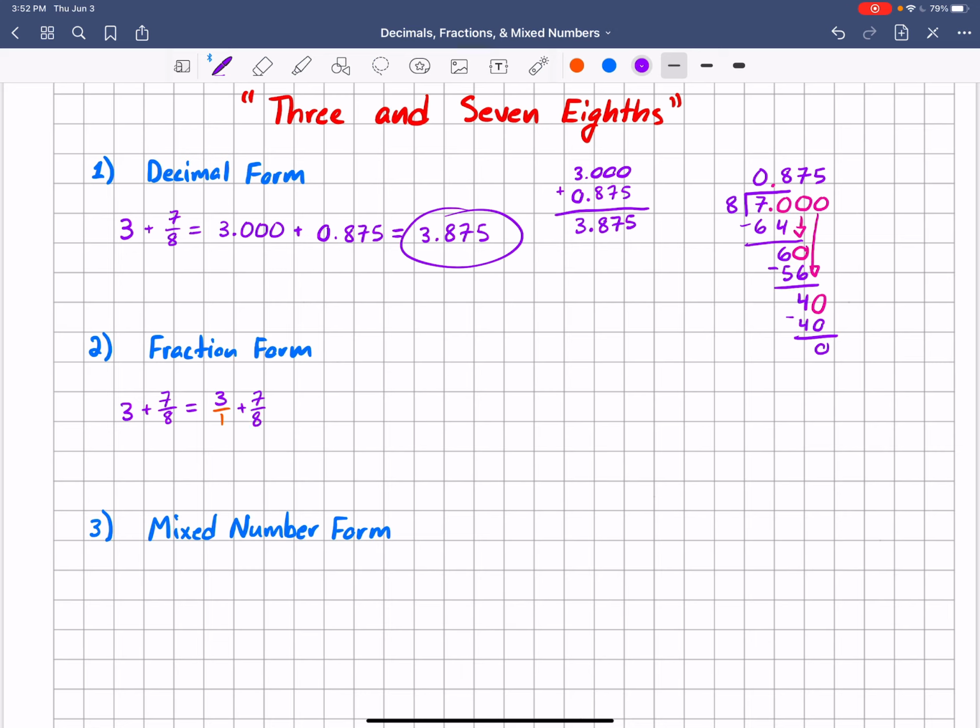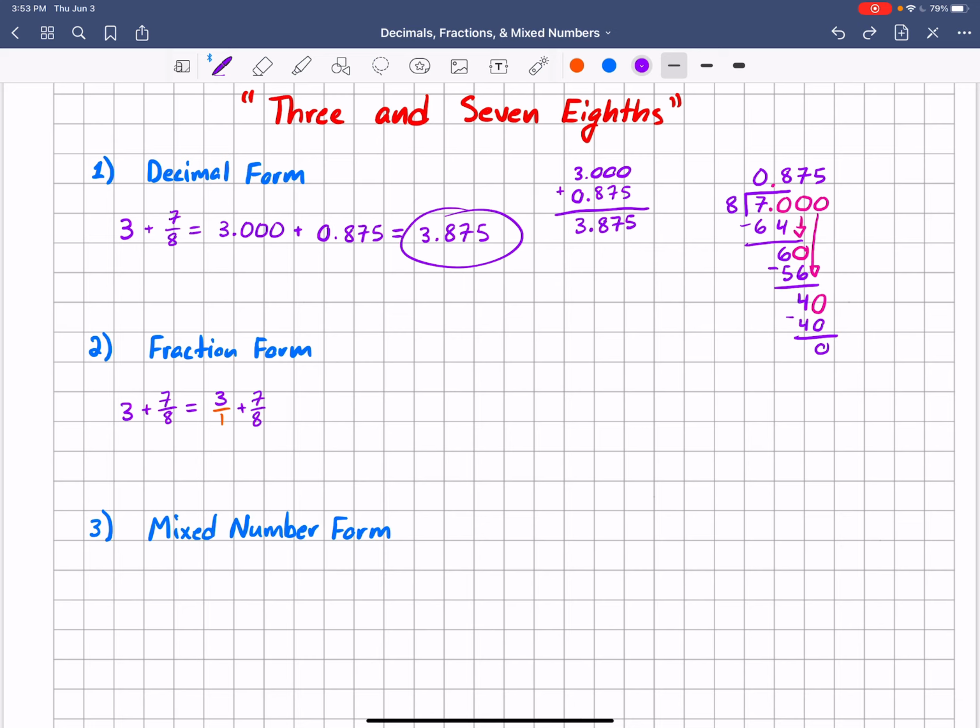Next, we need to get a common denominator between 1 and 8. So that common denominator is going to be the least common multiple of 1 and 8. So 8, we can't make any smaller. But for 1, we can ask ourselves, what do we need to multiply 1 by to turn it into 8? And we simply need to multiply 1 times 8.